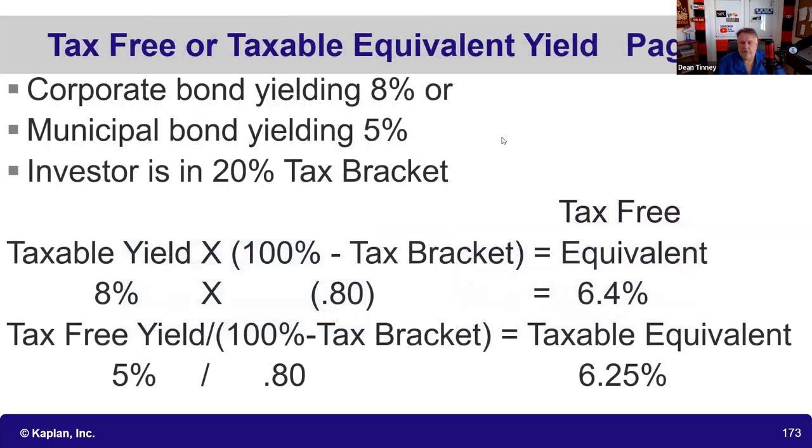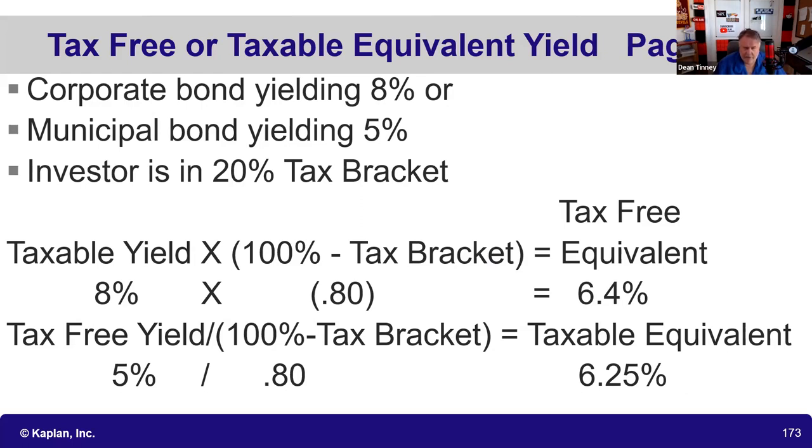So here we're asking you on the test whether your customer should buy a corporate bond paying 8 or a muni bond paying 5. And they tell you the investor is in a 20% tax bracket. So you're either going to multiply or divide depending on what you're being asked. If you're being asked the tax-free equivalent, if what you're given first is the taxable yield, you're going to multiply. And whenever they give you the tax bracket, you have to do the parentheses first.